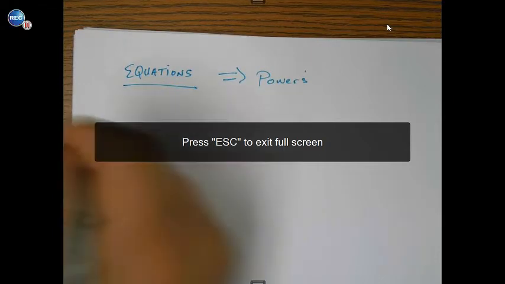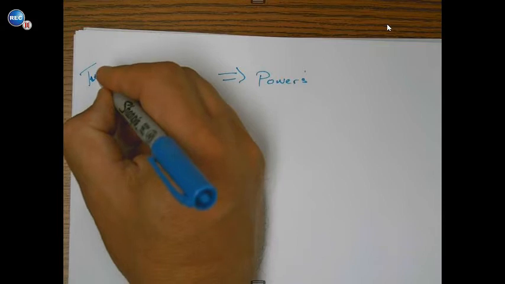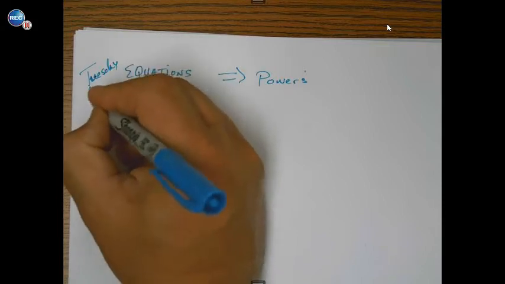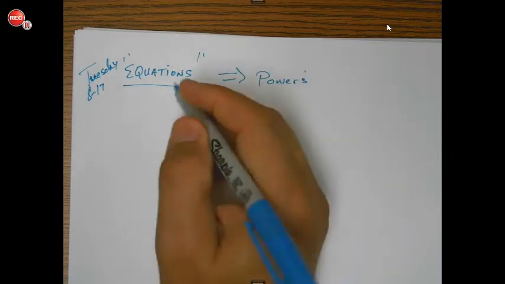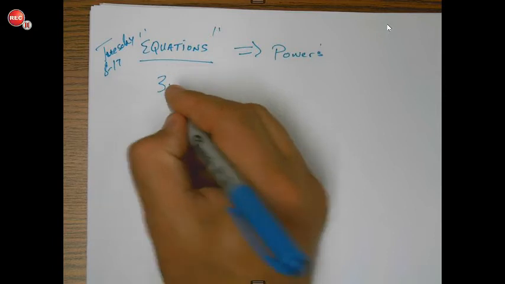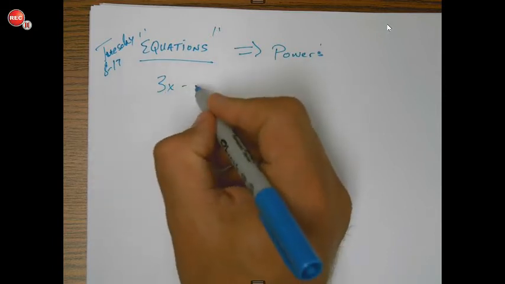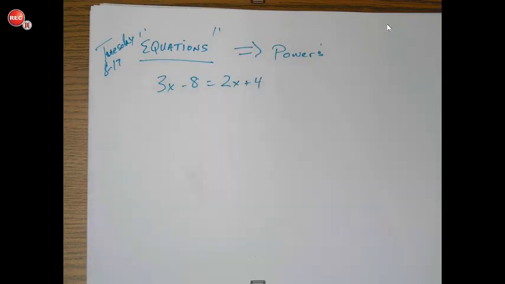And today, again, is Tuesday, and it's 8:17, and we are talking about equations. Remember, we're going to have some common terminology, but let's just start off with a simple one. 3x minus 8 is equal to 2x plus 4. Okay, so there's a simple one.